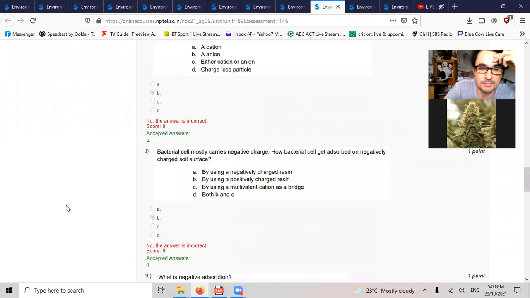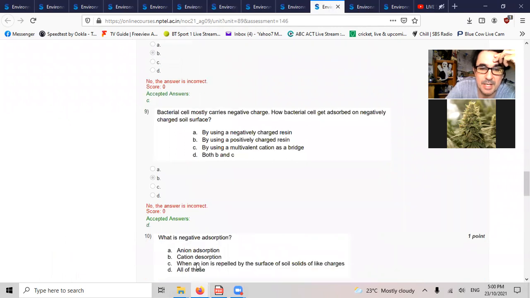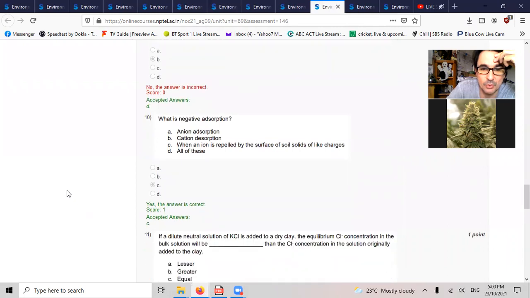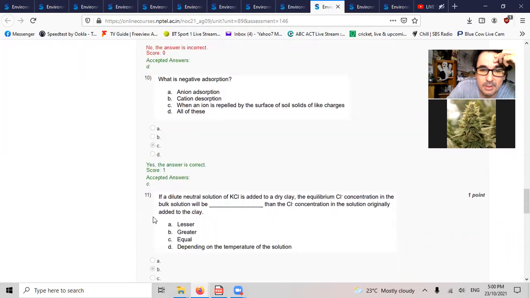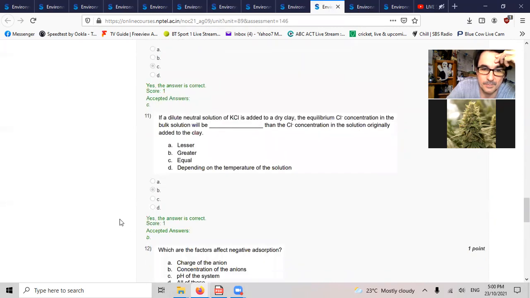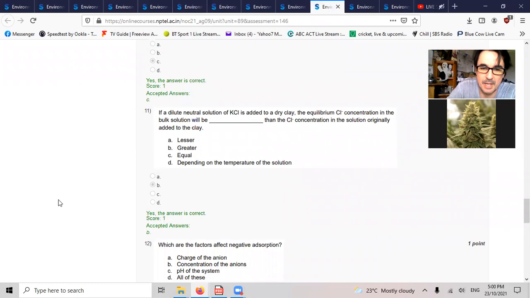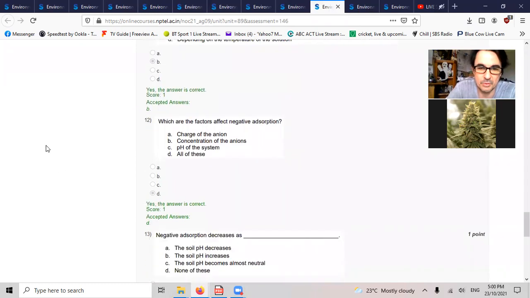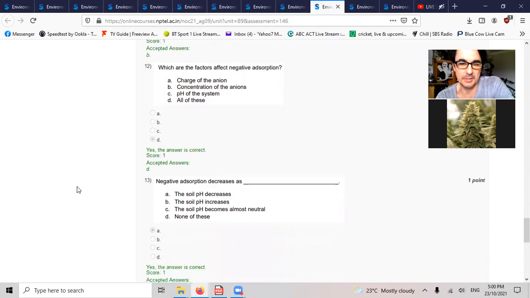D and C. What's a negative? That's when it's repelled. C. Negative adsorption. B. Greater. What are the factors that affect negative adsorption? It's all of them. Negative adsorption decreases when soil pH increases.